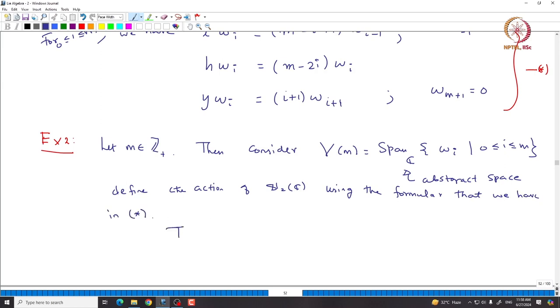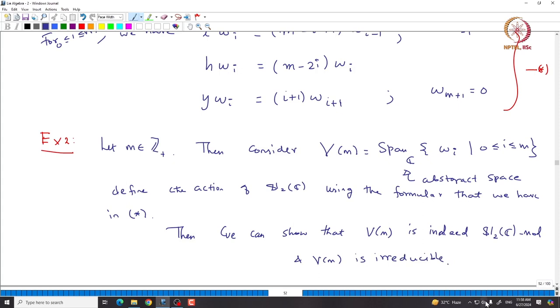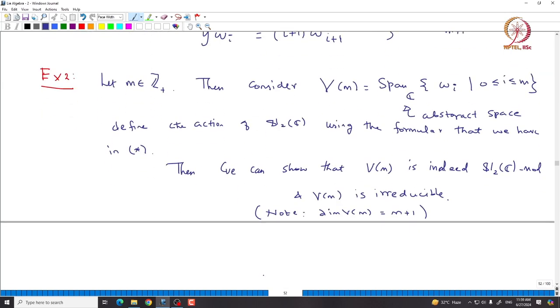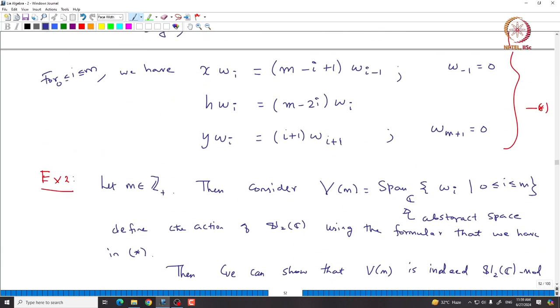Then the claim is that we can show V of m is indeed an SL2C module and it is irreducible. Note that the dimension of V of m is m plus 1. So this is one way to construct the finite dimensional irreducible module associated with m abstractly. We take an abstract basis W i and define the action using these formulas. Then one can verify that these formulas give you an SL2 action on this V of m, and not only that, the same proof that we have seen in S m tells you that this must be irreducible, because the action of x brings down the indices.